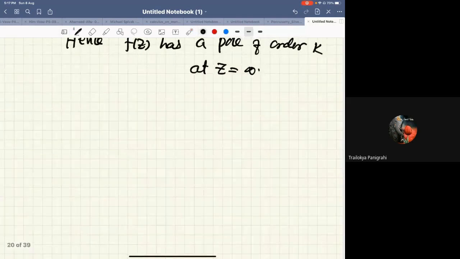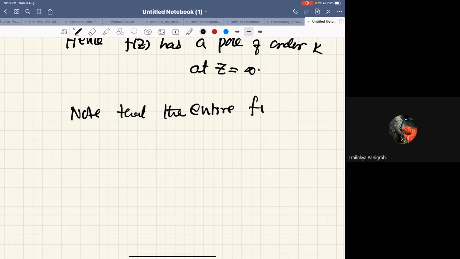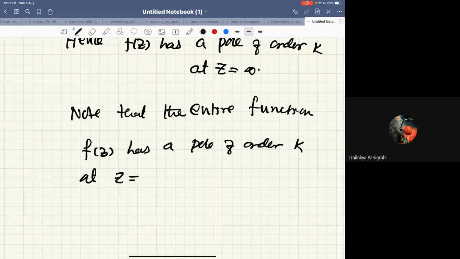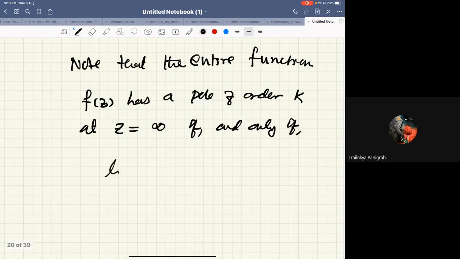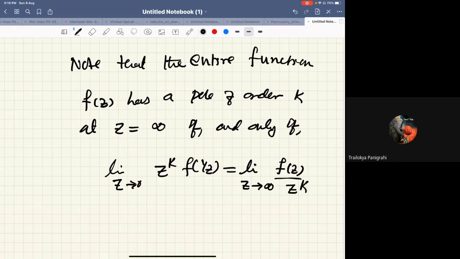So in other words, note that the entire function f of z has a pole of order k at z equals infinity if and only if limit z goes to 0 of z to the power of k times f of 1 by z, okay, this is the same as limit z goes to infinity of f of z by z to the power of k. So this is some constant which is not equal to 0 and infinity.